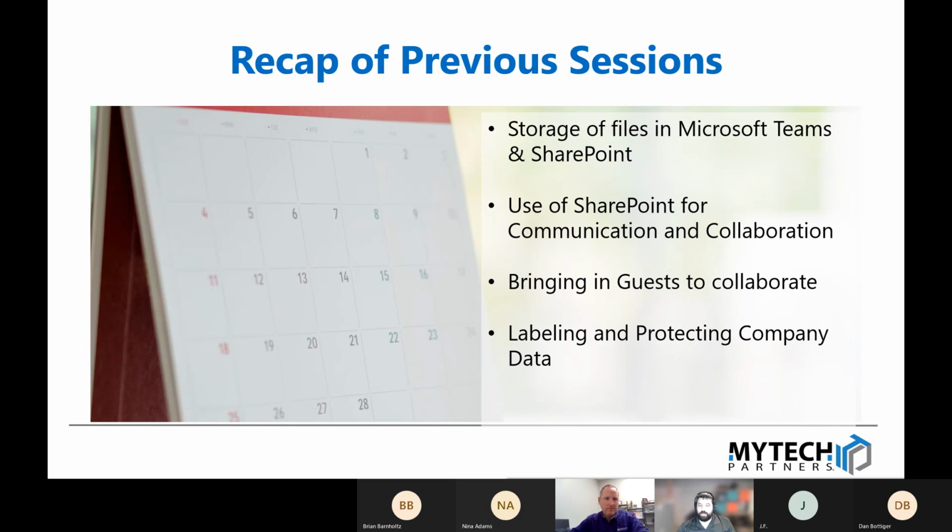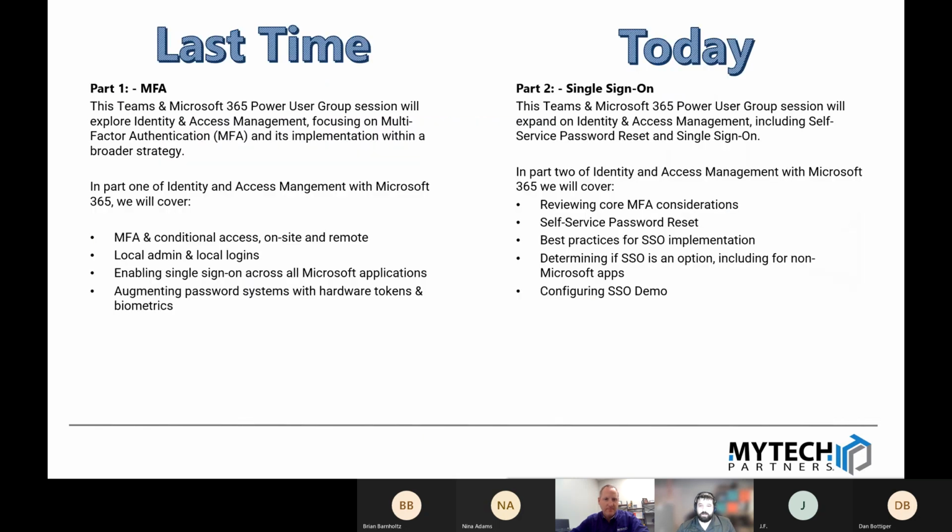Adding into that then comes MFA, where last time, as Nate mentioned earlier, we talked about conditional access. What is conditional access? How do you use that within the 365 platform? How can you use all those fun pieces integrating with on-site MFA, remote MFA, local user admin MFA, single sign-on across Microsoft applications, and then augmenting your passwords with things like YubiKey hardware tokens, fingerprint biometrics, or Face ID biometrics, things like that.